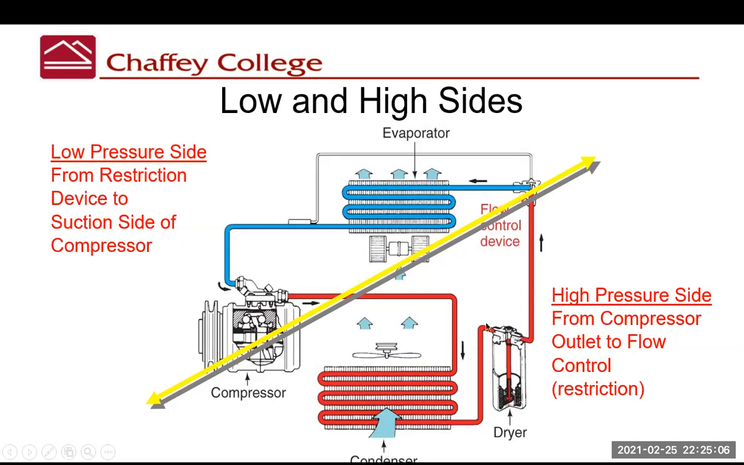On the other side, coming out of the compressor is the high pressure side. And that high pressure side extends from the outlet of the compressor through the condenser all the way to the flow control device. So these are two dividing points when it comes to pressure. The compressor, low pressure to high pressure. The flow control device, high pressure to low pressure.